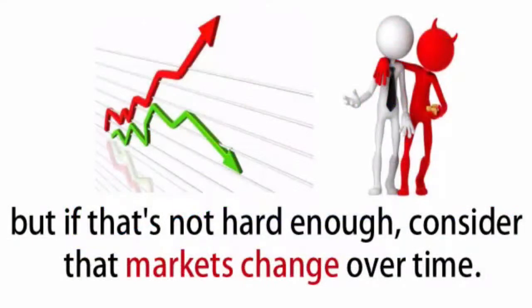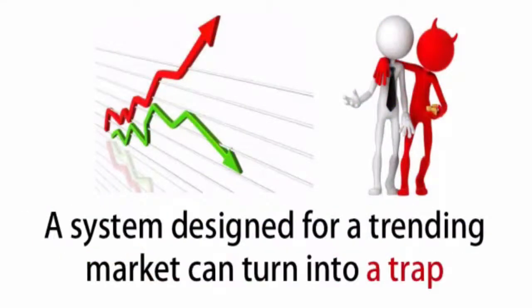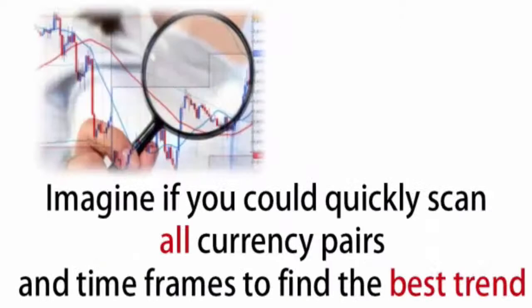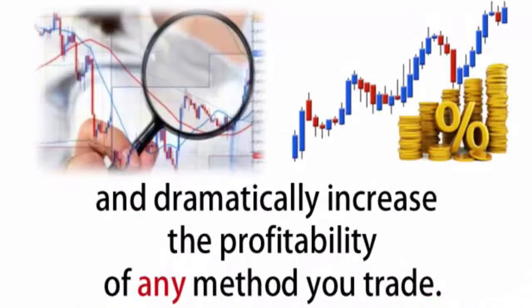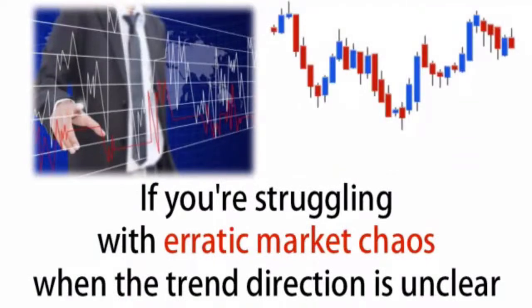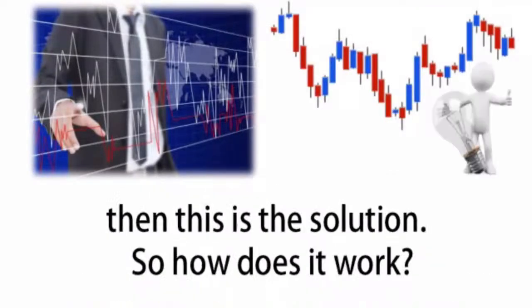Markets change over time. A system designed for a trending market can turn into a trap which suddenly fails to make profit. Imagine if you could quickly scan all currency pairs and time frames to find the best trend and dramatically increase the profitability of any method you trade. If you're struggling with erratic market chaos when the trend direction is unclear, then this is the solution.